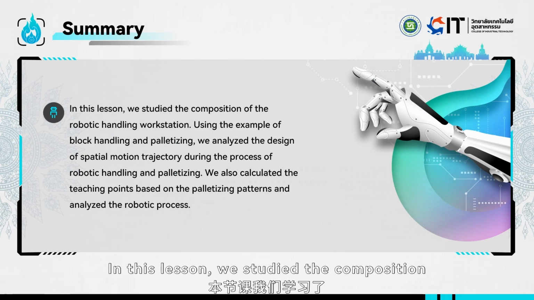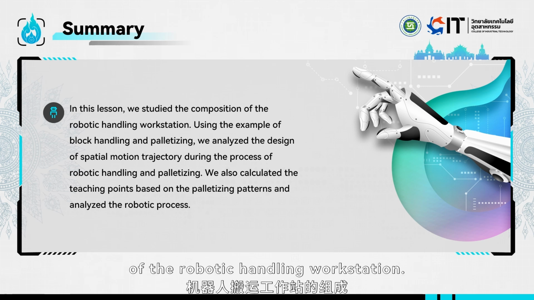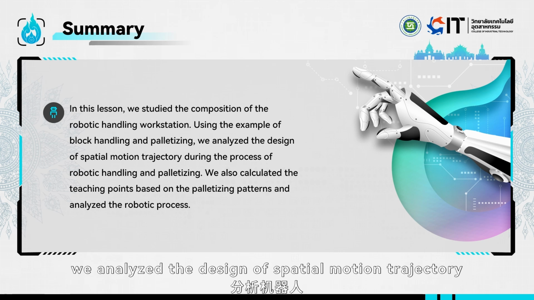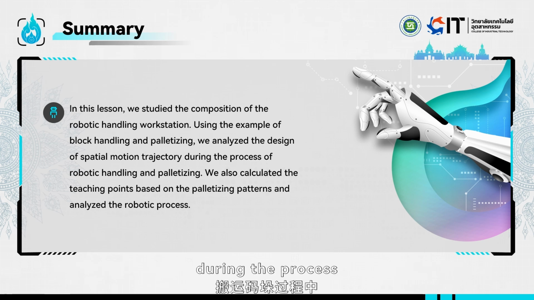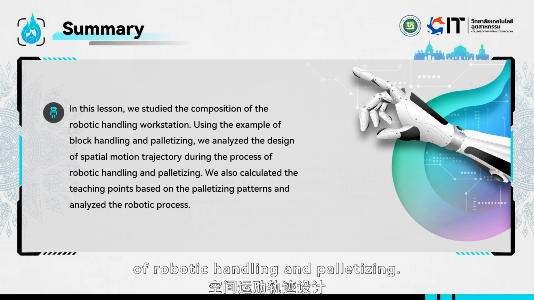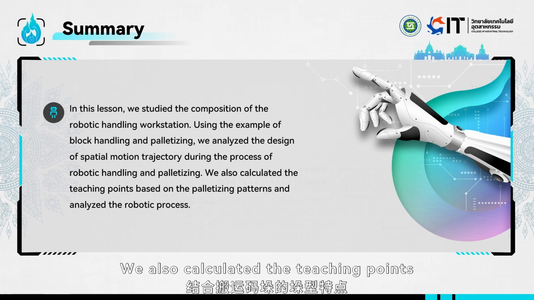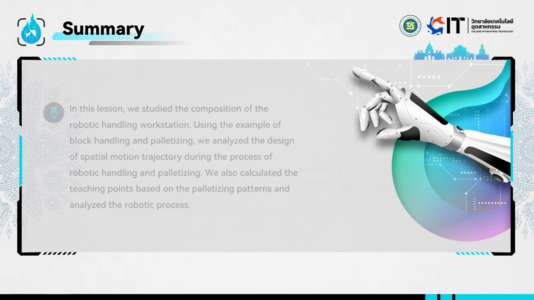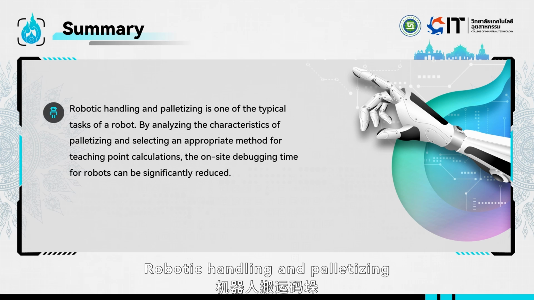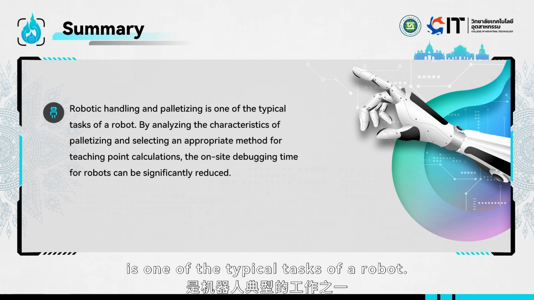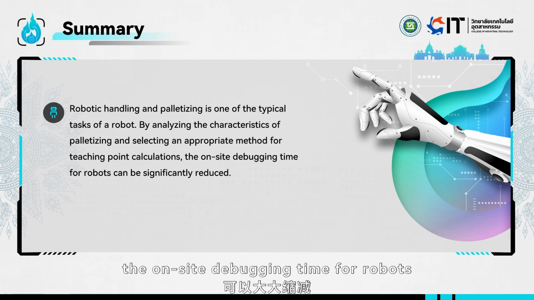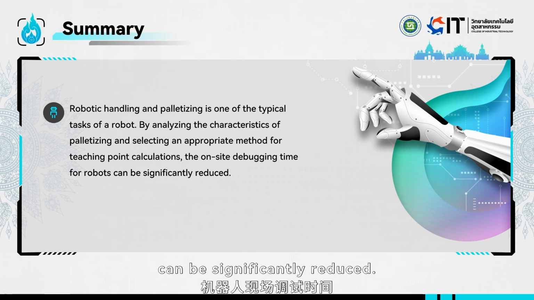In this lesson, we studied the composition of the robotic handling workstation. Using the example of block handling and palletizing, we analyzed the design of spatial motion trajectory during the process of robotic handling and palletizing. We also calculated the teaching points based on the palletizing patterns and analyzed the robotic process. Robotic handling and palletizing is one of the typical tasks of a robot. By analyzing the characteristics of palletizing and selecting an appropriate method for teaching point calculations, the on-site debugging time for robots can be significantly reduced.